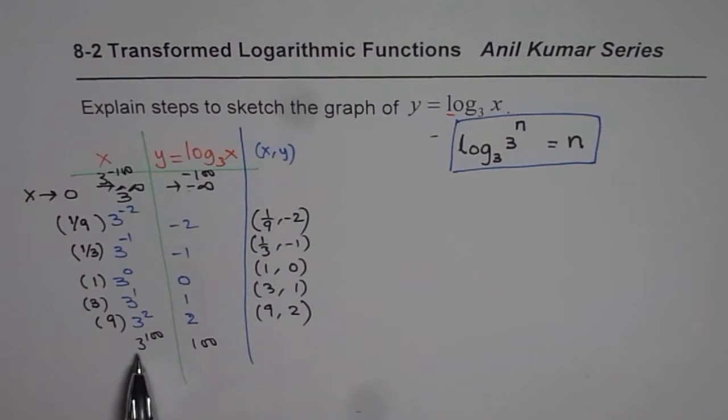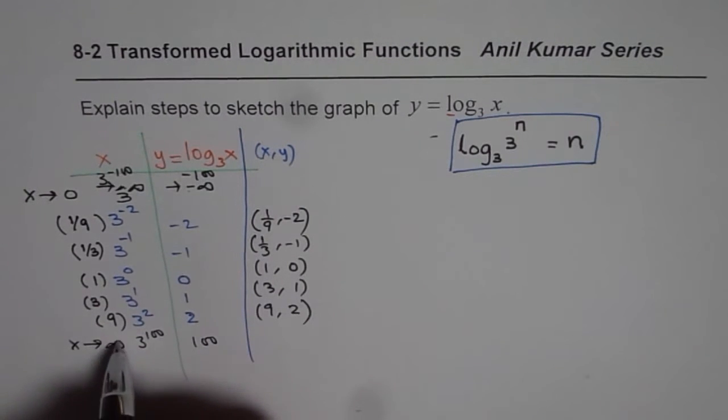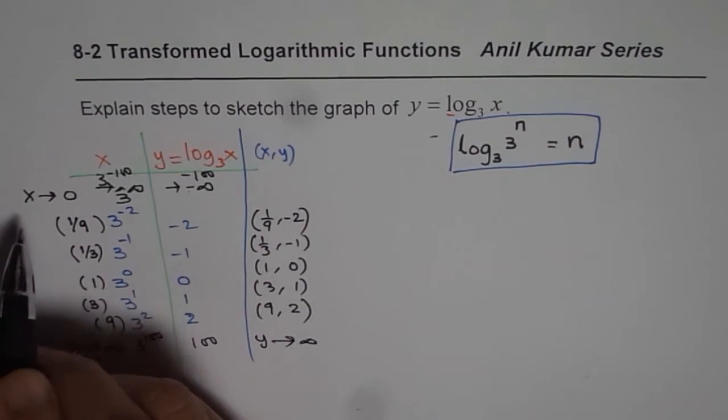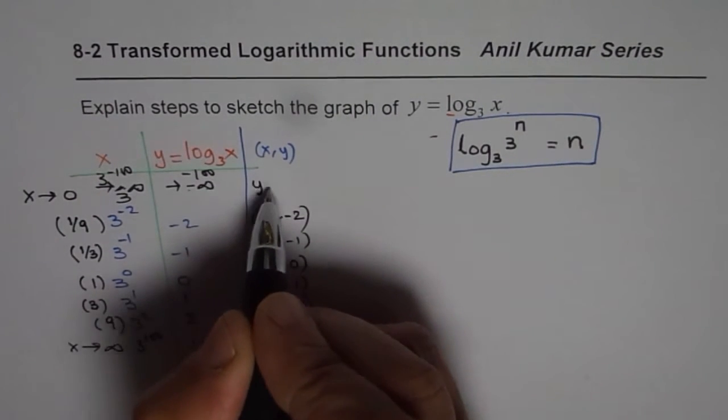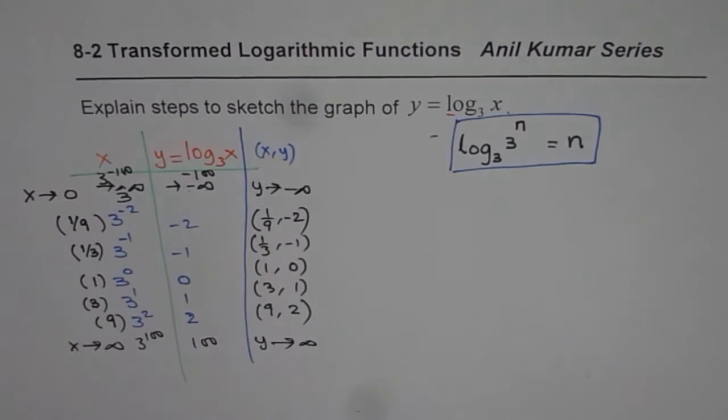When x approaches a large positive value, like 3 to the power of 100, a big value, y approaches a large value. That is what we are trying to say here, correct? So we get, as x approaches infinity, y approaches infinity, but as x approaches 0, y approaches negative infinity, correct? So these are your base values which you should be considering to sketch a logarithmic function.